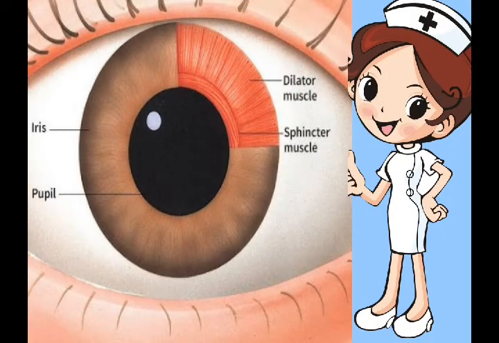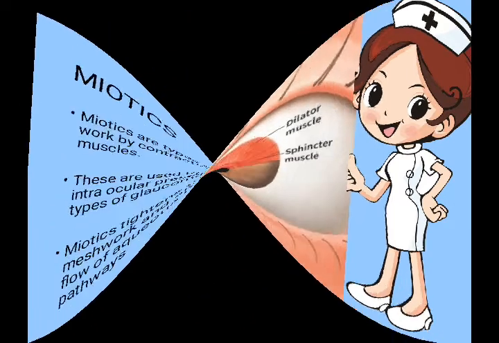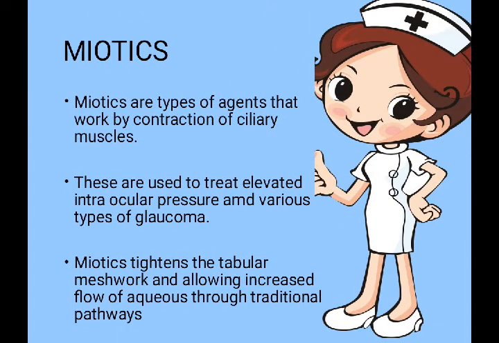As we all know, the patients who have plus power accommodate very much, so their accommodation gets relaxed by putting in the cycloplegic, so that we will give the perfect corrective power for the refractive error. Next one is miotics.